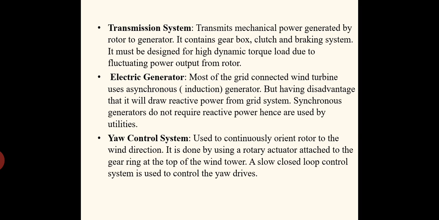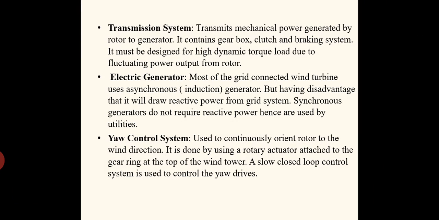Now coming to the next component, that is the transmission system. The transmission system transmits mechanical power generated by the rotor to the generator. It contains a gearbox, clutch, braking system, everything. It must be designed for high dynamic torque load due to fluctuating power output from the rotor. That is very important. The wind speed will always be fluctuating, so the power output from the rotor will be fluctuating. So we have to experience that very fluctuating load, so the transmission system should be designed for high dynamic torque load.